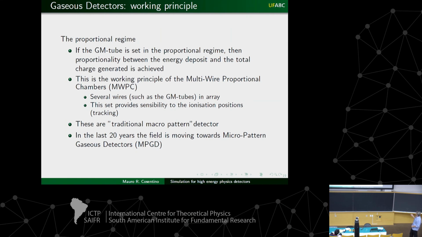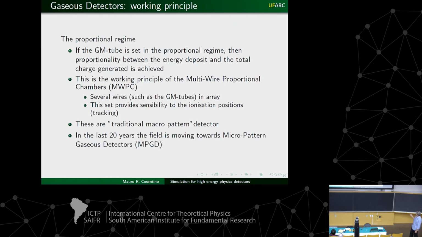So this is the main principle of the widely used multi-wire proportional chambers. You have several wires, like the Geiger-Müller tube, put in series in an array, one beside the other, and then they allow you to determine the position of the ionization processes. So this allows you to do tracking.